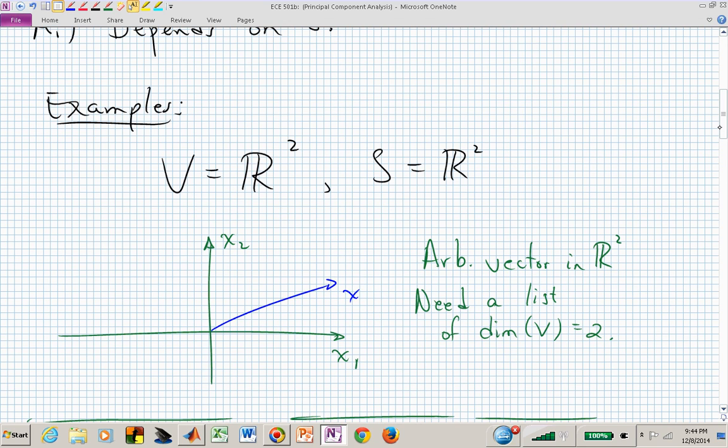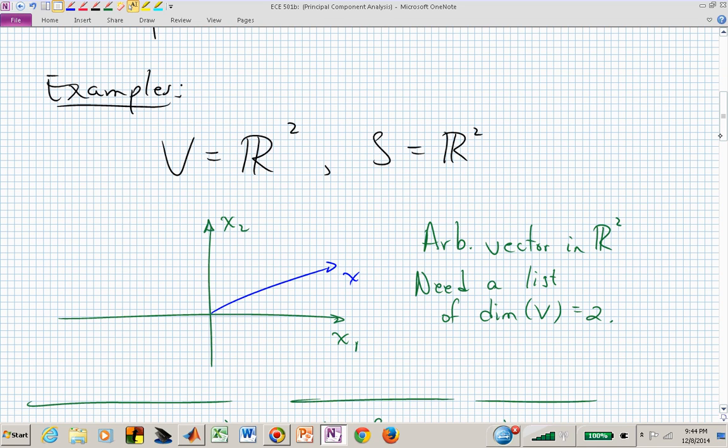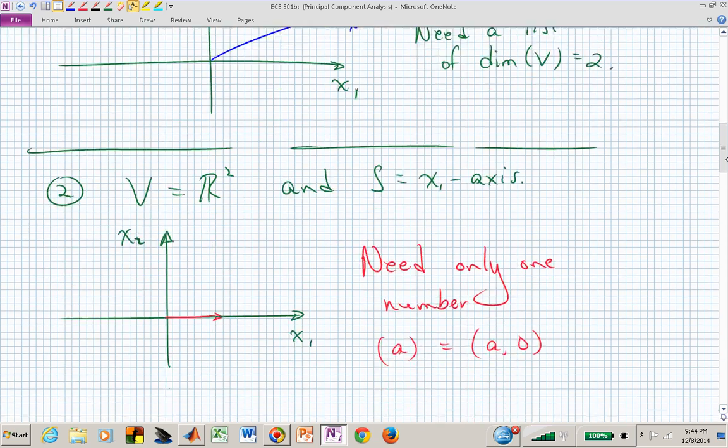For example, if we are working with capital N equal to 2, and we have the chance of having an arbitrary vector in R2, that's what S represents, then we are going to need a list of dimension 2 in order to represent any arbitrary vector x in all of R2, when S is all of R2.